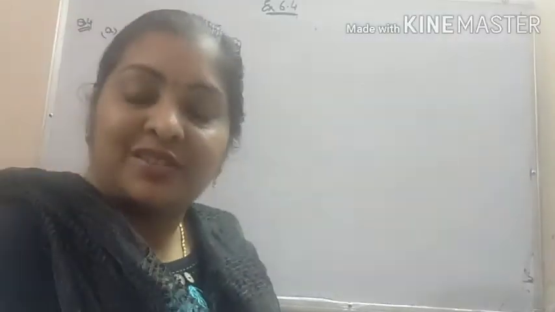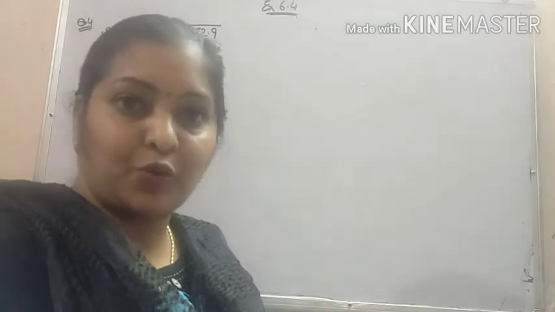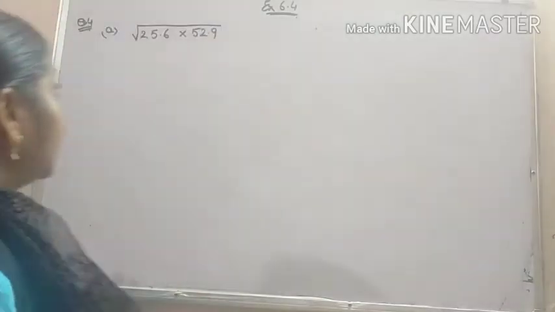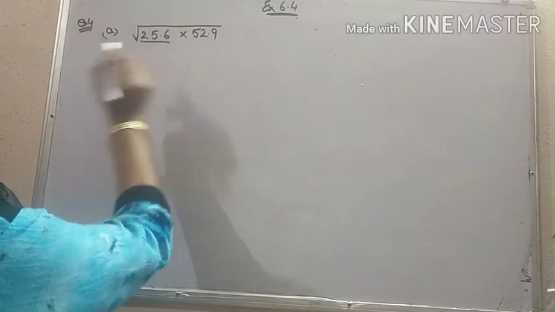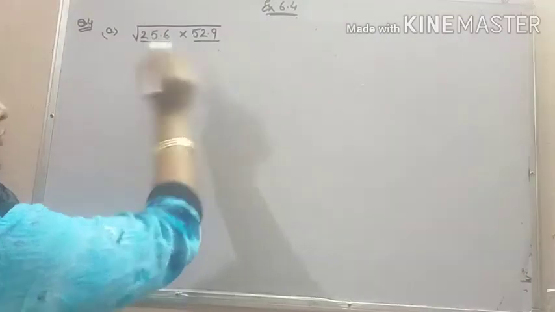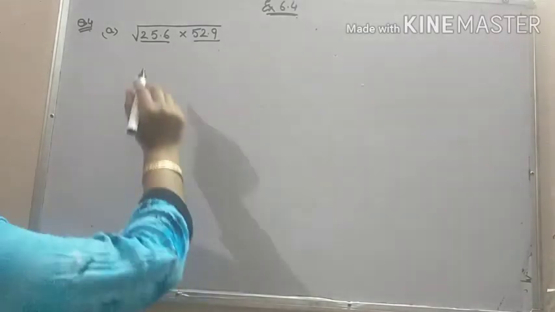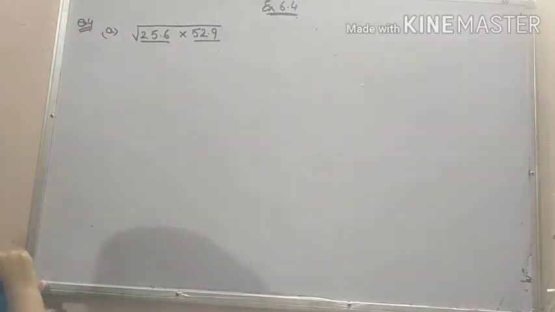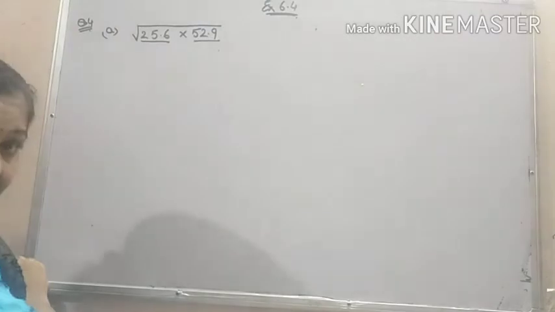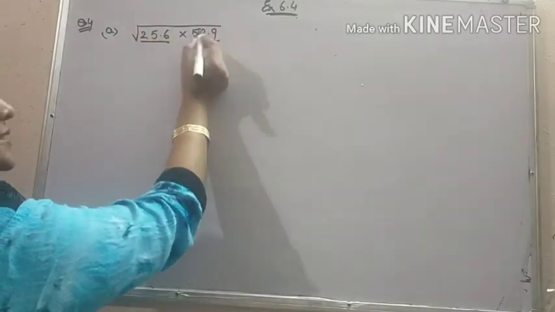Good morning students. Today we will do question number 4 of exercise 6.4. The very first problem is that you have to find the square root of 25.6 multiplied by 52.9. One method to solve it is that first of all you multiply both the numbers. But if you multiply both the numbers, it will take a lot of time. So the best way is to find the root separately.